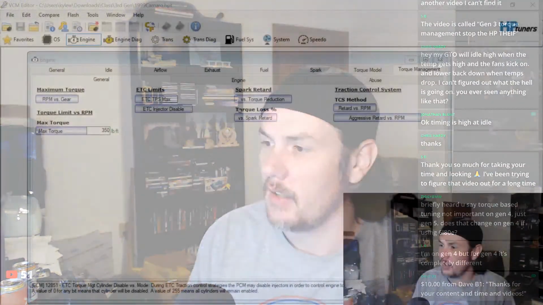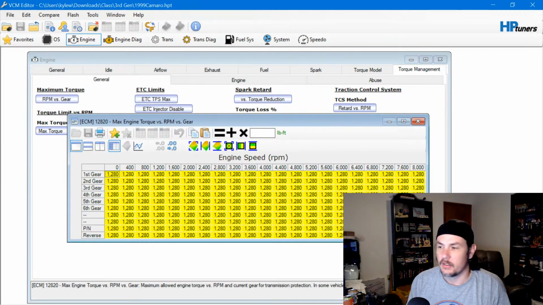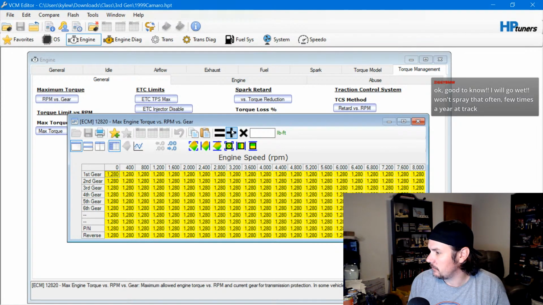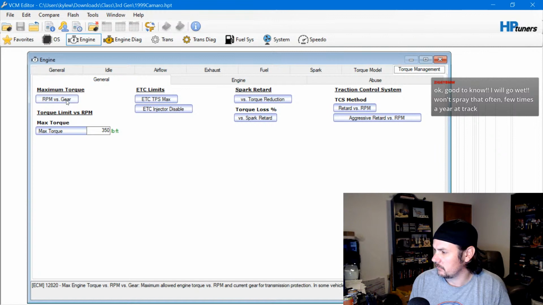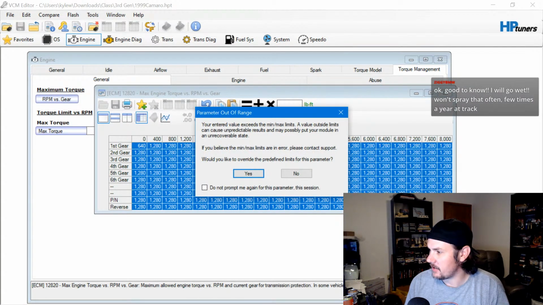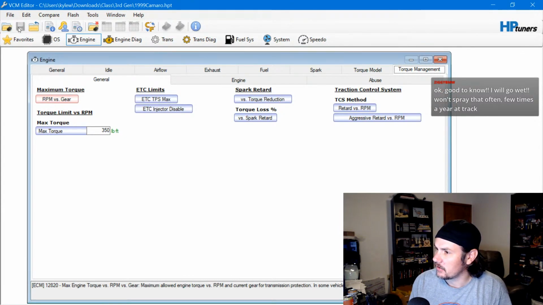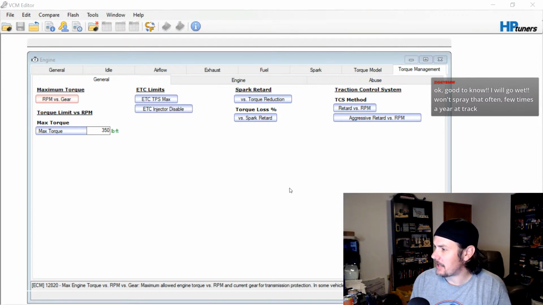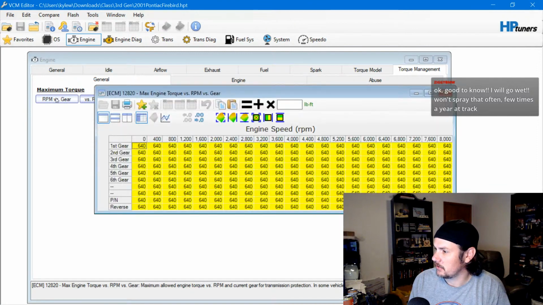So what we're looking at here is the maximum torque tables underneath RPM versus gear. In fact, this one is above the limit, which is very interesting. 640 should be the limit, but these are set to 1280. Surprised. Where did I get this tune? Who knows? But max those out. Just max them out. That's all that matters. Let's look at a 2001 Pontiac Firebird. 640. Yep.